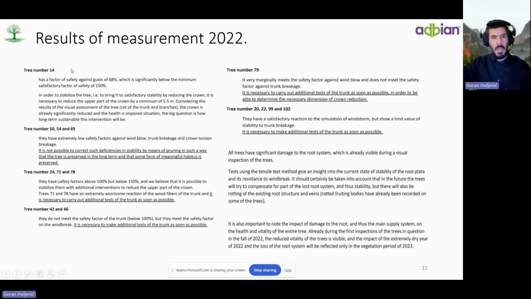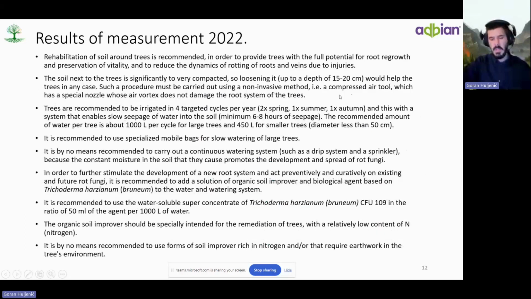So for each tree that was suspicious or needed to be felled, we wrote in the report what needs to be done, and why, and what could be done. Some of the trees could maybe be reduced, but they were reduced in the past so badly that further reductions would just damage them too heavily.